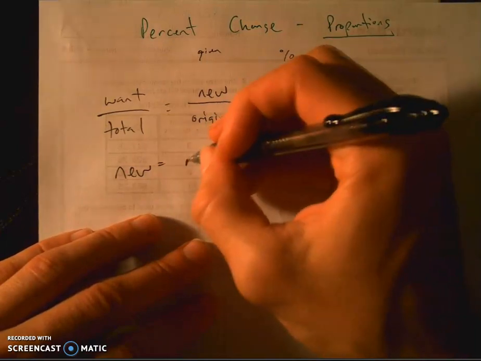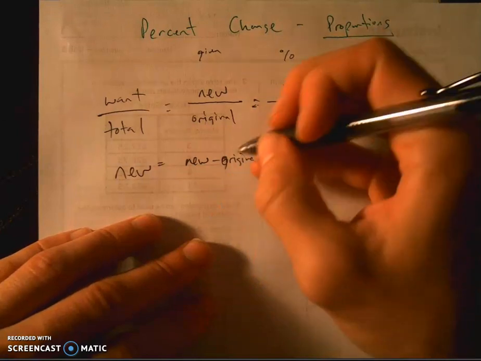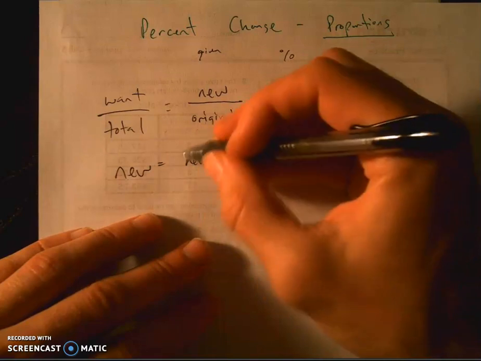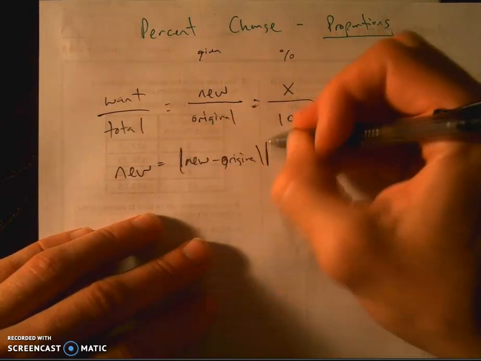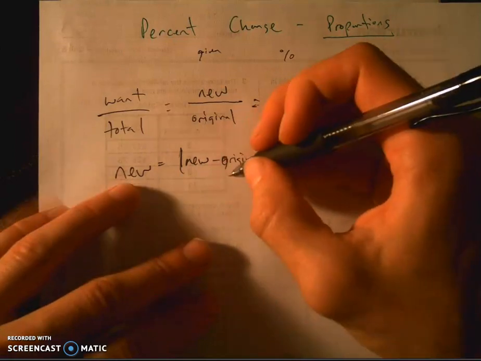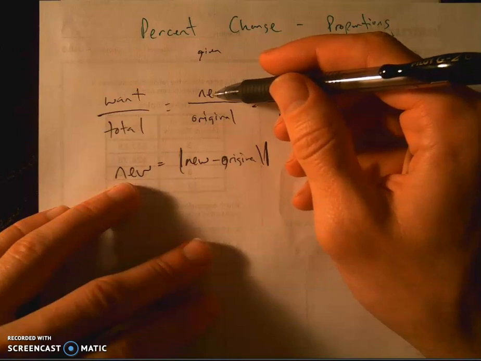Or original minus new, depending on which direction the change is going. But basically, you're subtracting these two numbers. Whatever the new amount is minus the original amount gives you your new price. So it's not just whatever the new number is. So keep that in mind.